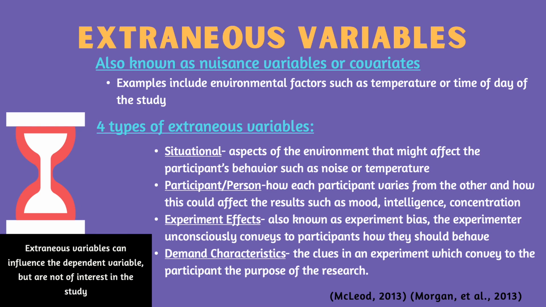The last type of variable is extraneous variables, also known as nuisance variables or covariates. Examples could include environmental factors such as temperature or time of day of the study. Simply put, extraneous variables are any variable that is not being specifically manipulated by the researcher, but that could affect the results or outcome of the experiment. The researcher wants to make sure that it is the manipulation of the independent variable that has an effect on the dependent variable. There are four types of extraneous variables.